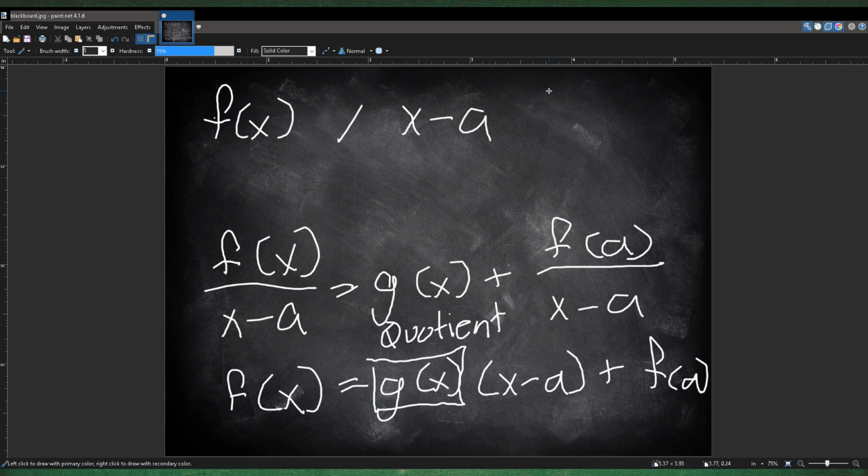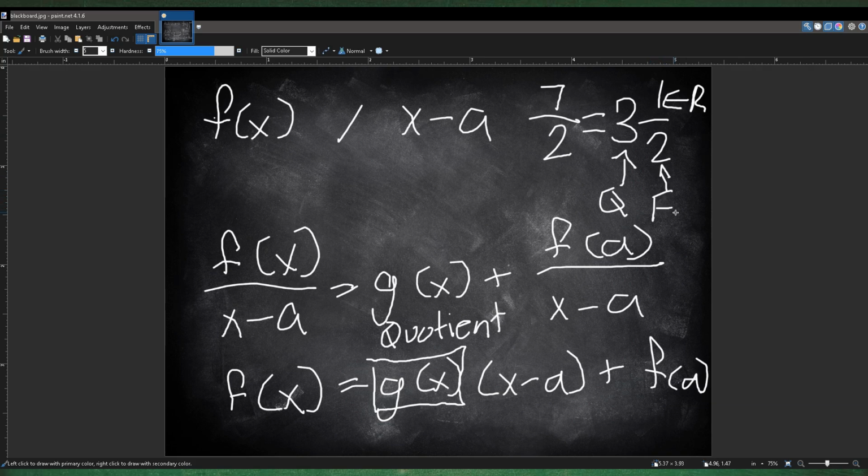Remember how in regular algebra, with something like 7 over 2, you had 3 and 1/2? 3 would be the quotient, 1 would be the remainder, and 2 would be the divisor. So that's the same thing. So this would be our quotient, this would be our divisor, but you have to multiply it, and then this one is our remainder. So that adds up to our overall polynomial.